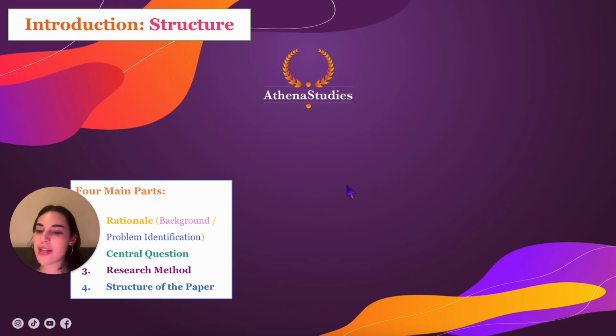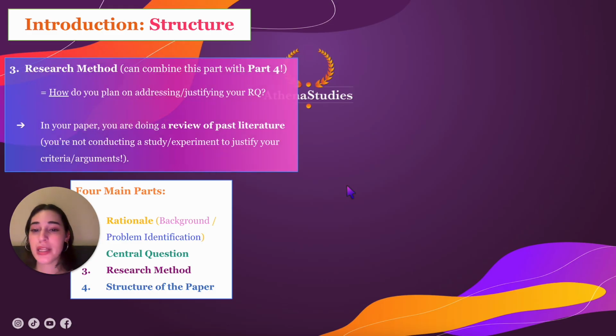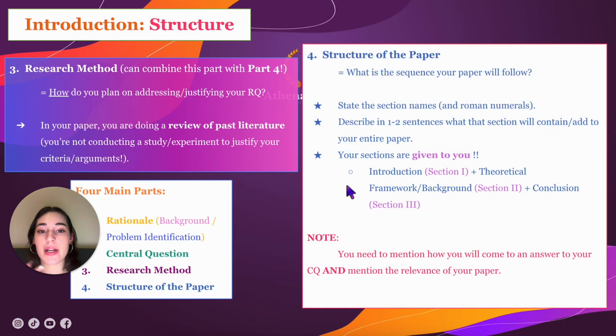As I mentioned, you then also have a research method section and a structure of the paper. In terms of the research method, you really shouldn't spend too much time on it, because it's simply establishing how you're going to address and justify your research question. And of course, we're doing a literature review, so there's no study being done that we ourselves have to conduct. It's just a review of past literature. It should not take you more than a sentence or even half a sentence to establish this. And that's where you can segue into the structure of the paper.